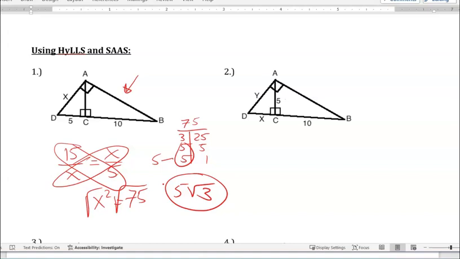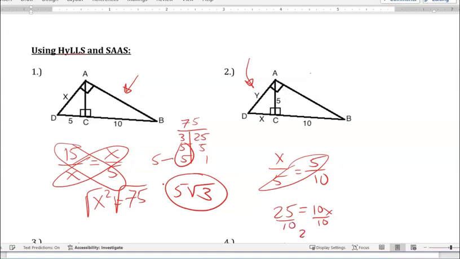So this one is both Hills and SAS. It's Hills because it has this over here, and it's SAS because you do have the altitude. In this case, if you try to do Hills first, then you are going to end up with too many variables, so I'm going to do SAS first. SAS is set up as x is to 5, as 5 is to 10. Or you could just draw a small triangle, a medium triangle, and a big one, but I'm going to solve it this way. You end up with 25 equals 10x, and when you divide, you have 2.5.